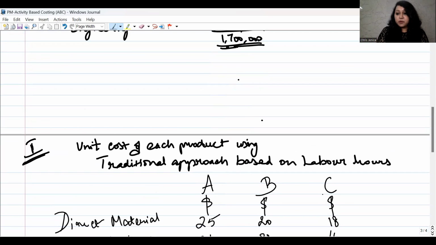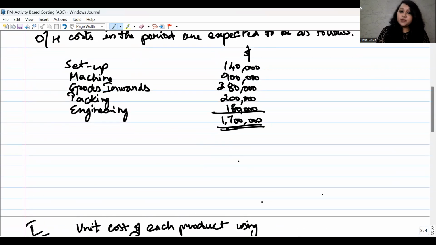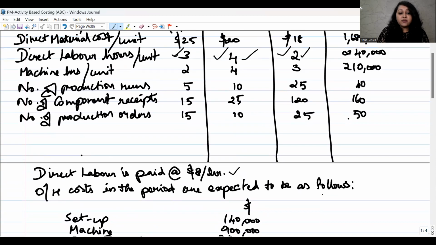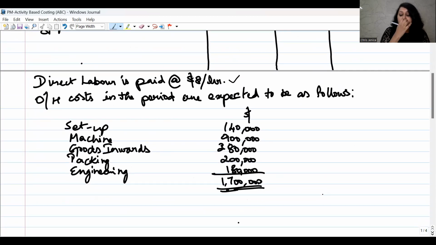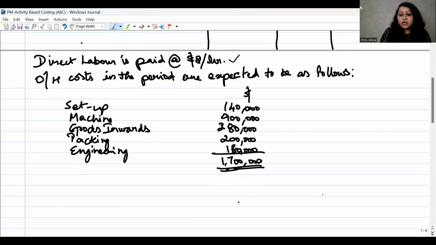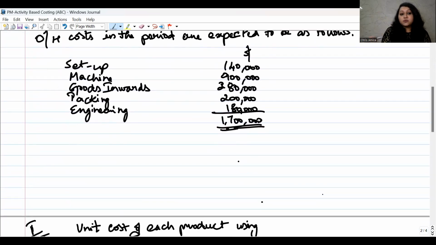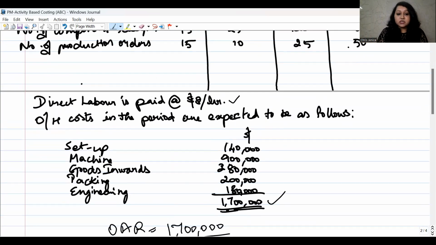So far it's very simple. Direct material and direct labor, we have included the cost per unit. Now we have our overhead cost. Overhead cost is around 1,70,000. Right? Now we have to find out an OAR. How will you absorb your overhead cost into each and every product? We have to find an overhead absorption rate. So how will you calculate an overhead absorption rate? You will take this overhead cost of 1,700,000. This is going to be a budgeted cost divided by your labor hours.